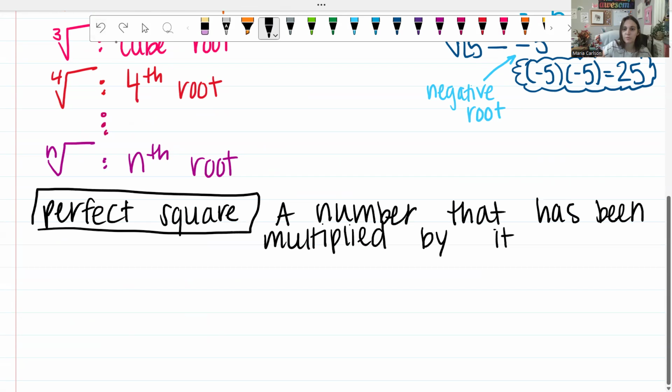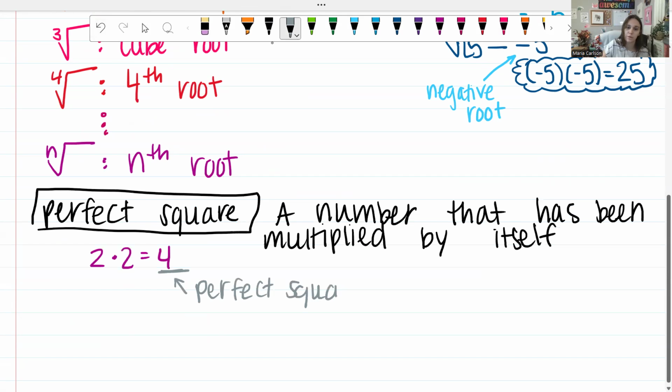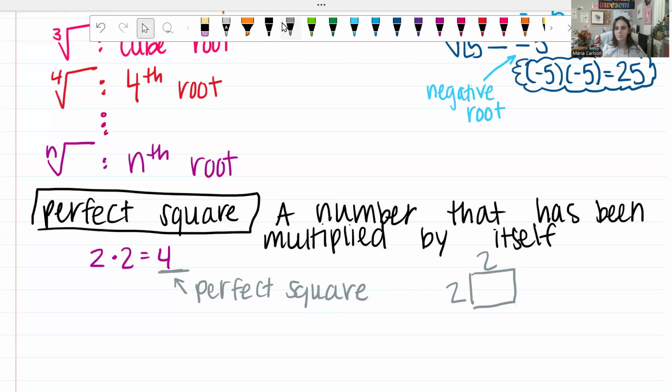So we looked at 25 before. 25 is a perfect square. 2 times 2 is 4. So that gives us a perfect square of 4, because we took that same number of 2 and multiplied it twice. If we were to find an area model, this 2 by 2 box is a square: 2 units by 2 units. And so that's kind of where the terminology comes from.